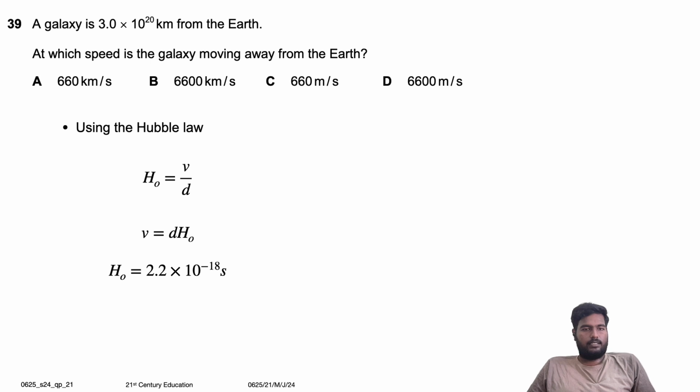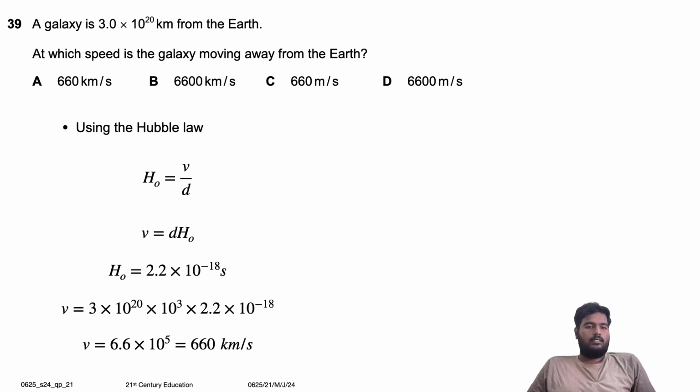Yeah, I think it's second inverse. Sorry, I made a mistake here. So 3 into 10 power 20 into 2.2 into 10 power minus 18. You can actually keep it in kilometers because the answer will be in kilometers per second. So it's 6.6 into 10 power 2, or 660 kilometers per second.